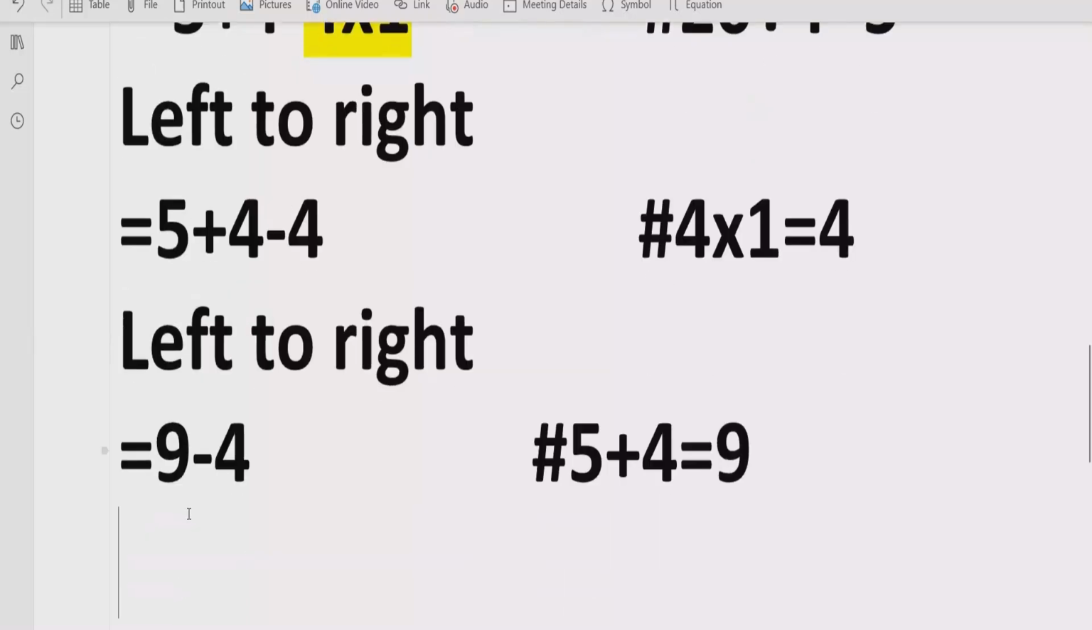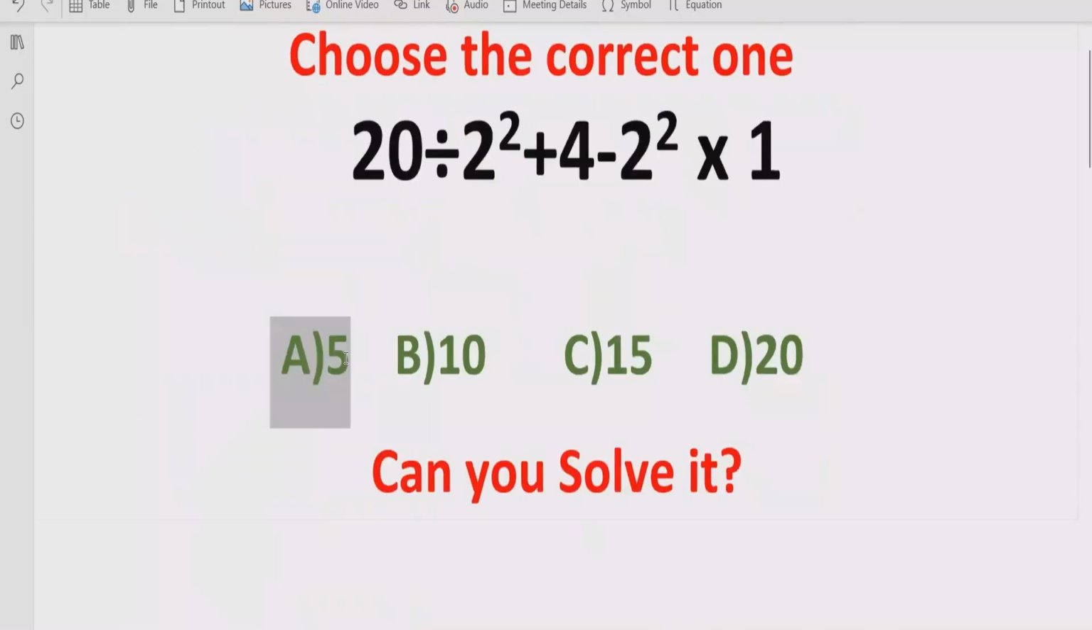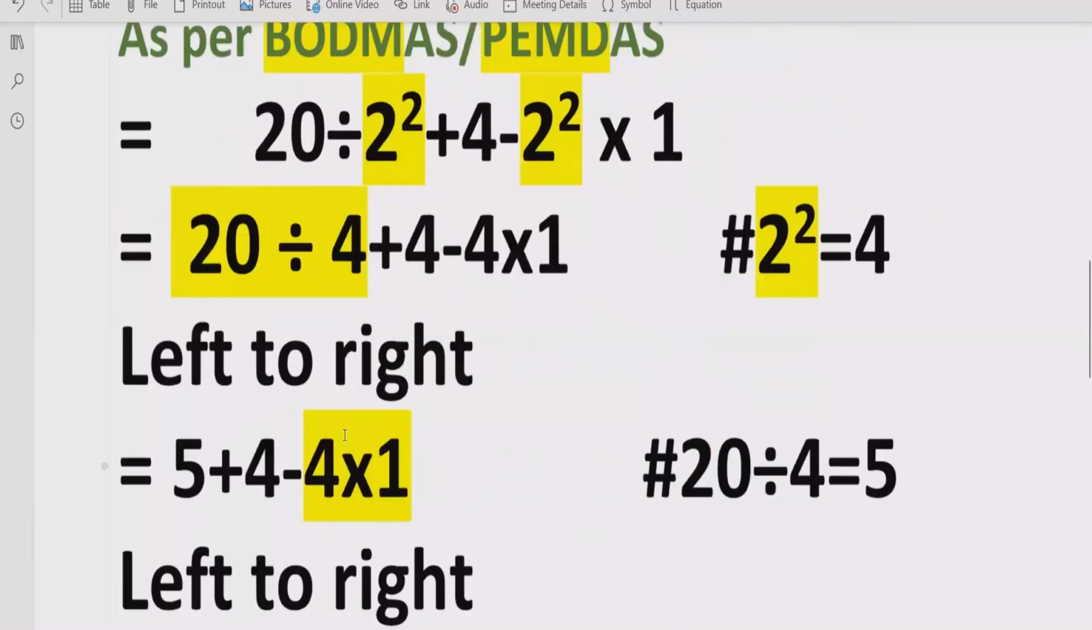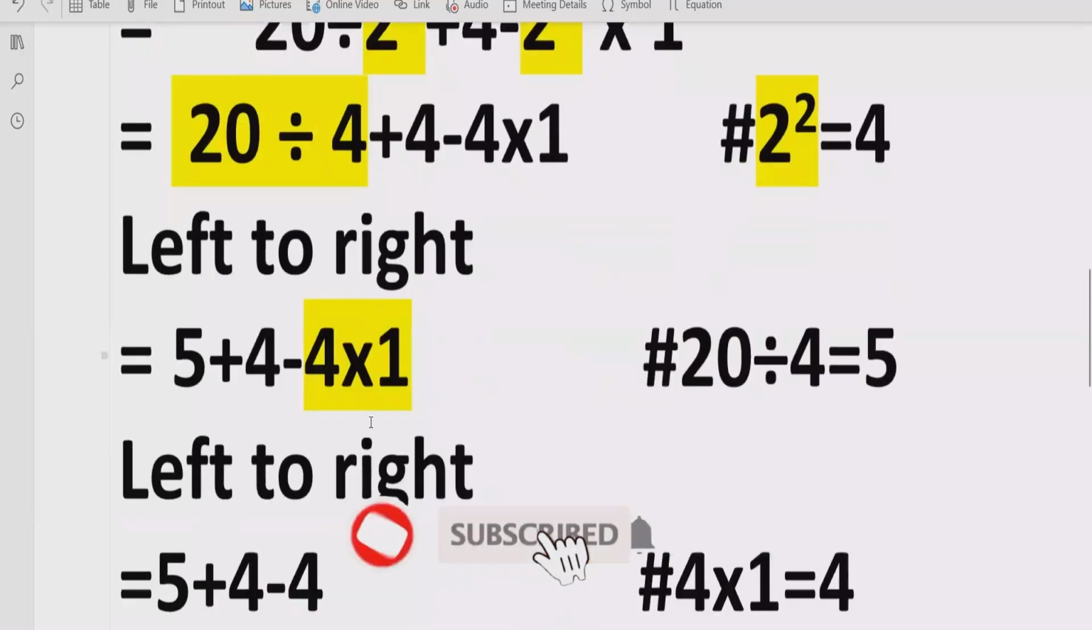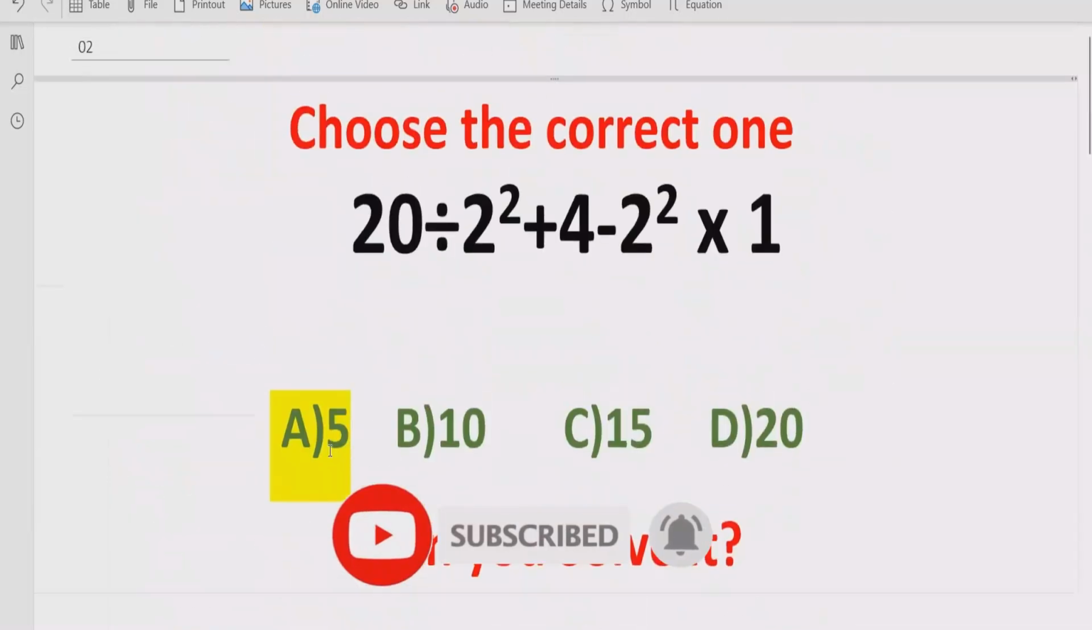Now move forward, we have two terms which are subtracting each other. So we will subtract both of them and the answer is 5. So the answer of the given expression is 5. If you see the answer list, answer A is the correct answer of this expression. So I think you have understood how you can solve the given expression using the PEMDAS and BODMAS method and find out the correct answer.